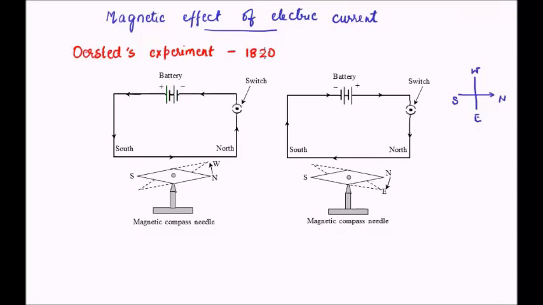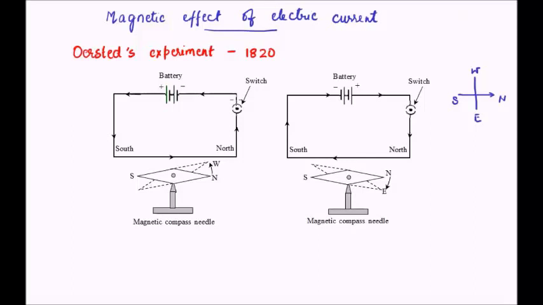So this is the basic layout of Oersted experiment. What he did is that he attached a battery to a wire, and when the connection is switched on, that is the switch is on and the circuit is complete, current will flow from the positive terminal to the negative terminal. These two are parallel concepts. Here the positive is here, negative is here, and here vice versa. So basically the current's direction is opposite in both the cases. Let's consider this particular case.